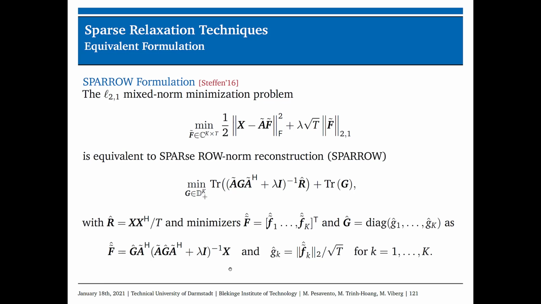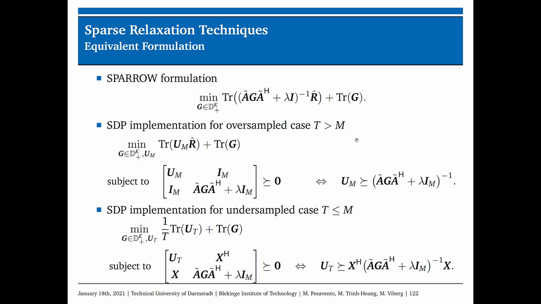It can be shown that the SPARROW reformulation, despite the inverse involved in it, is a convex problem, and it can be solved efficiently for large-scale problems with a block coordinate descent implementation. For moderate dimensions, the SPARROW formulation can be reformulated as a semi-definite program. There exist two equivalent semi-definite program formulations that are preferable in different scenarios.